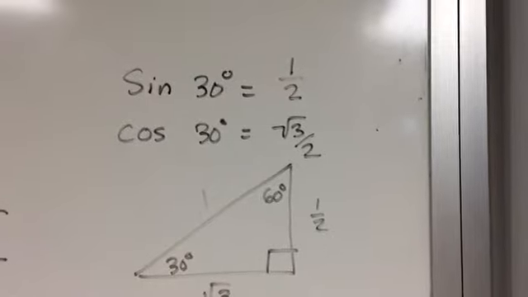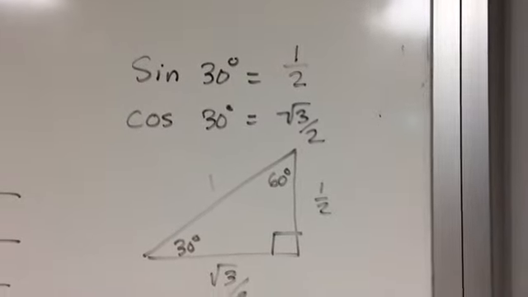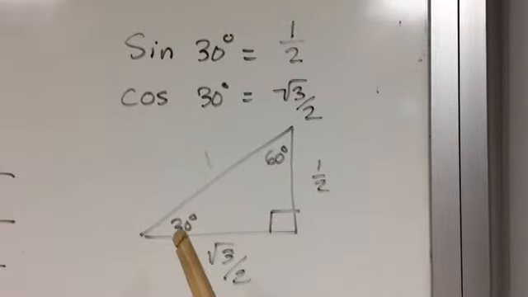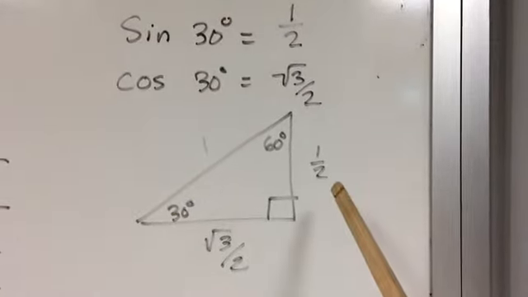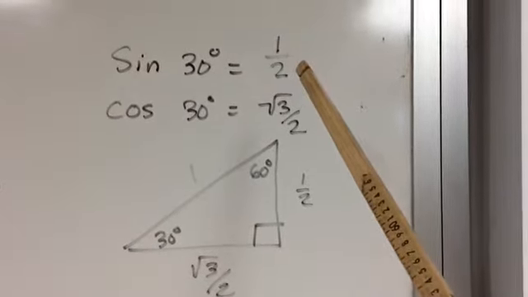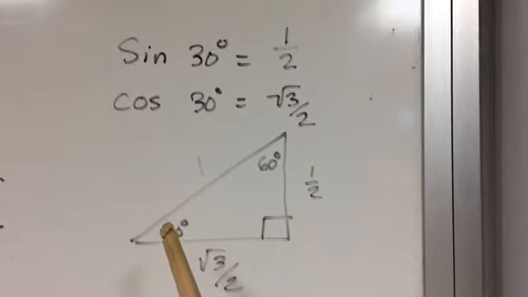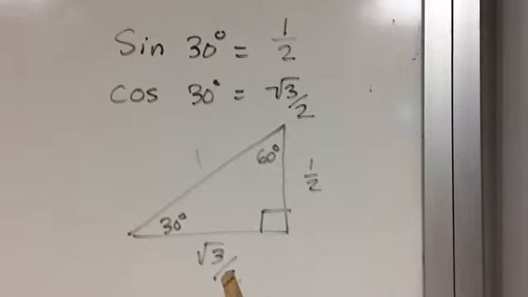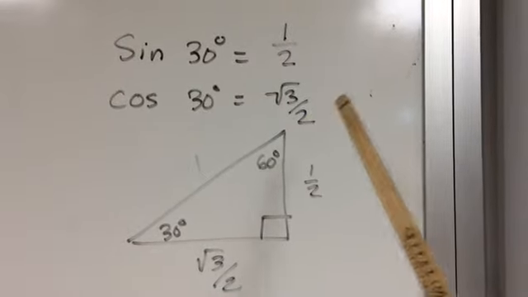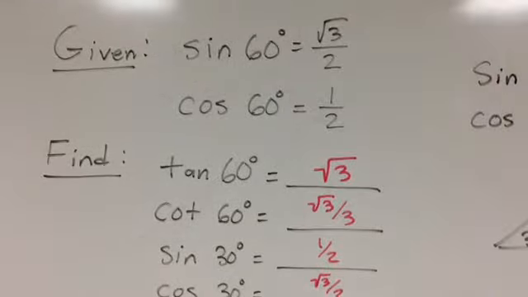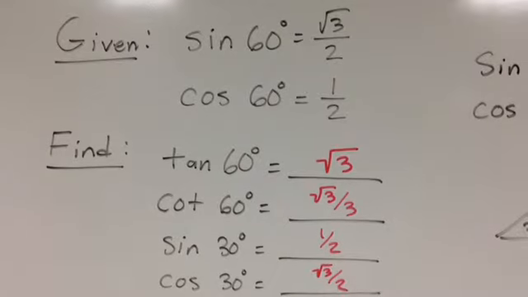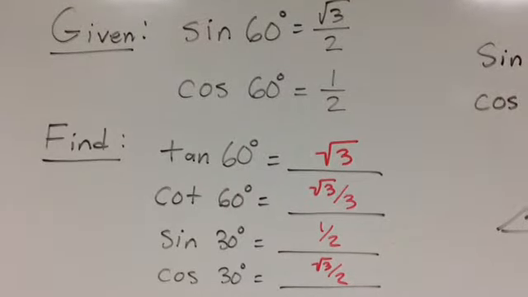The values for sine of 30 degrees and cosine of 30 degrees come from our 30, 60, 90 triangle. The sine of 30 degrees is the opposite side divided by the hypotenuse. Therefore, sine of 30 degrees is 1/2. The cosine of 30 degrees is the adjacent side divided by the hypotenuse. Therefore, the cosine of 30 degrees is square root of 3 over 2. Therefore, our final answers to our original problem are as listed here.